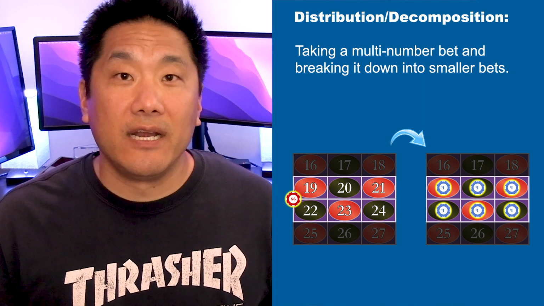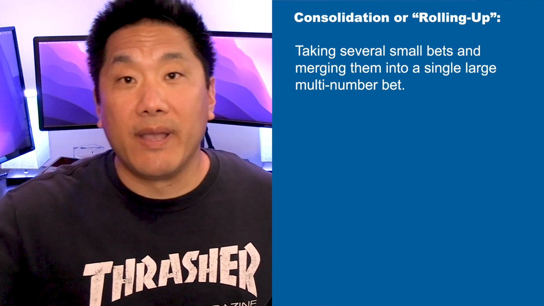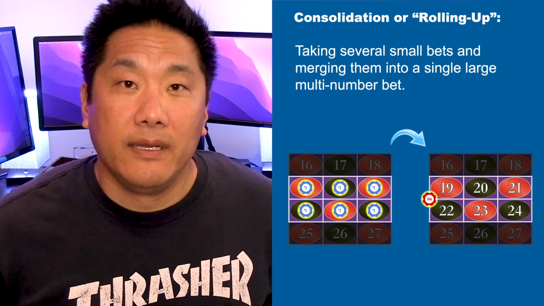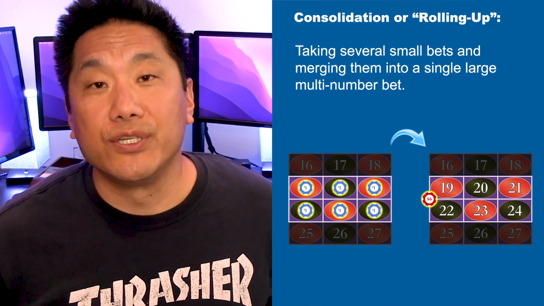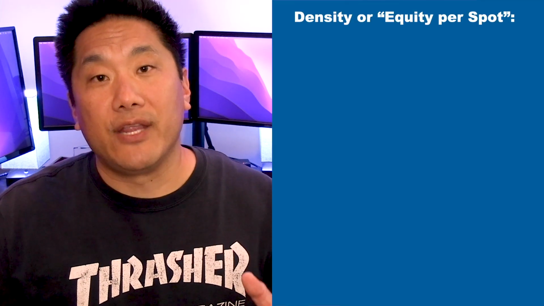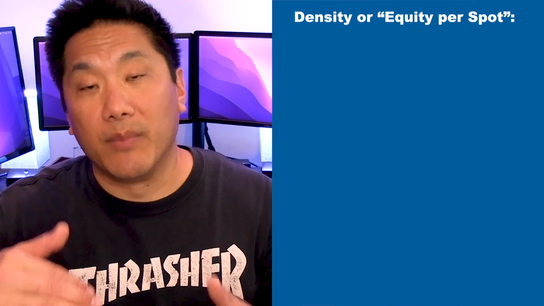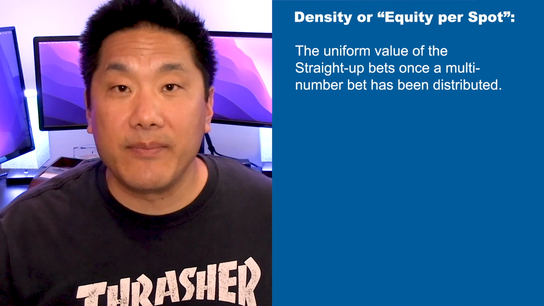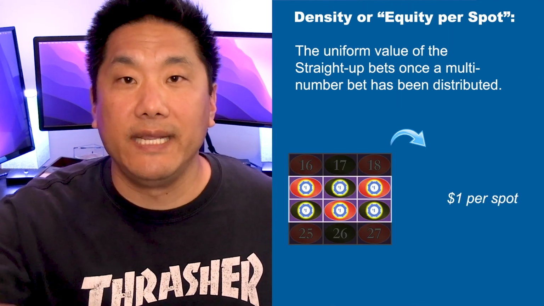Now, on the flip side of distribution would be consolidation, or rolling up your bets. That is taking multiple small bets and rolling them up into a larger single multi-number bet. Now, the third term and probably the most important term in this lesson is going to be density, or equity per spot. When you distribute your bet, you have to make sure you distribute it equally amongst the numbers that are covered. And when you distribute, for the payouts to be the same, the density has to be equal on each of the areas.